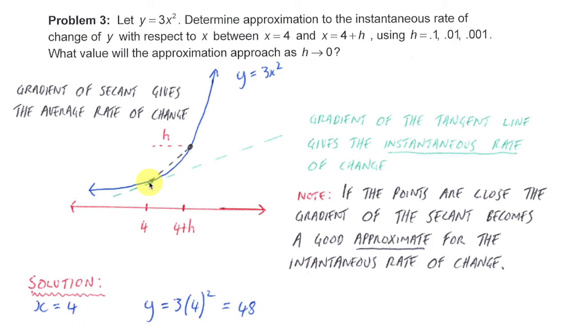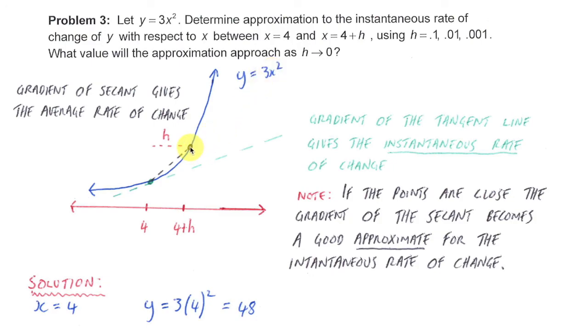The idea here is that this second point needs to be fairly close to the first point. I'm interested in the instantaneous rate of change when x is equal to 4, so I'm going to make use of a point which is nearby, which is x = 4 + h, and then obviously the substitution of 4 + h into this rule here to give me the corresponding y value.